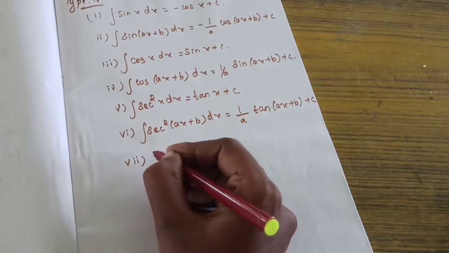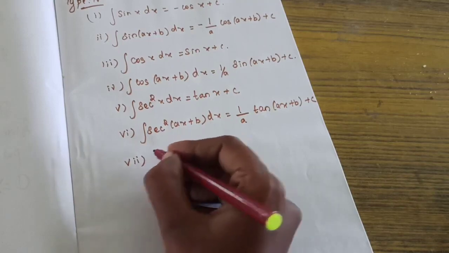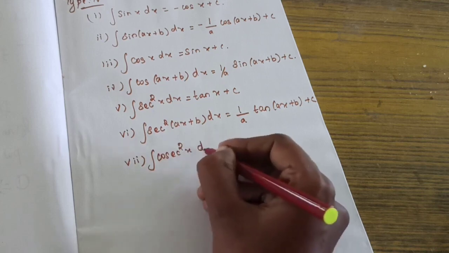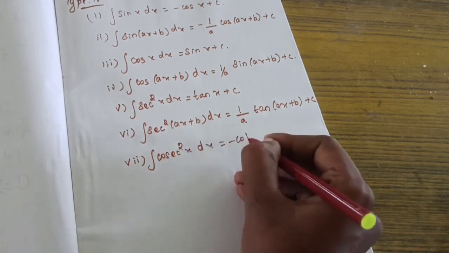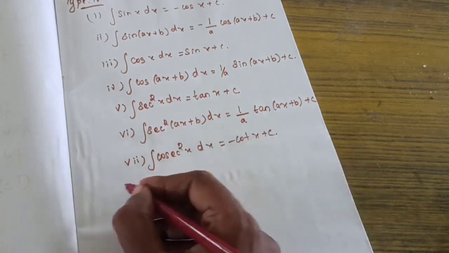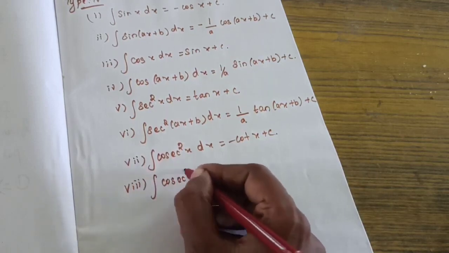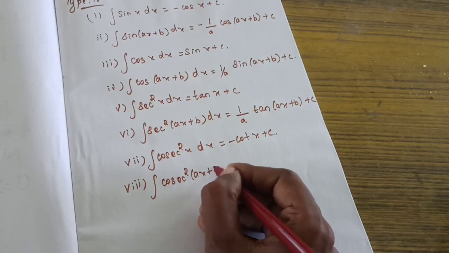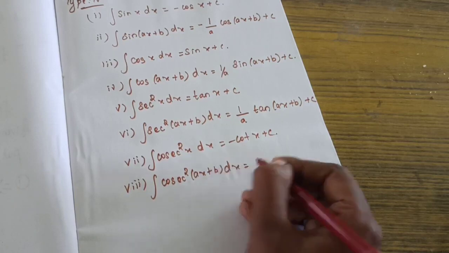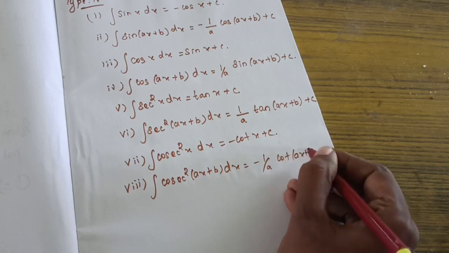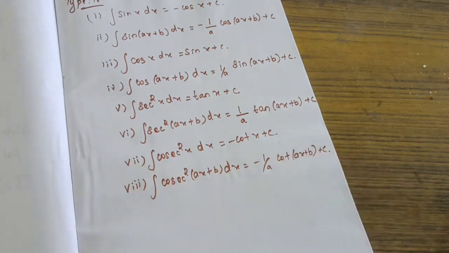Formula number 7, integration of cosecant square x dx is equal to minus cot x plus c. Formula number 8, integration of cosecant square (ax plus b) dx is equal to minus 1 by a cot (ax plus b) plus c.